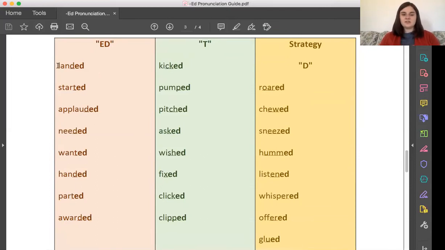On your own today, you need to say these words correctly aloud. I can give you an example. If I wanted to, I could practice saying some words to my fish friend here or my duck friend here. All right, Mr. Fish: landed, started, applauded, needed, wanted, handed, parted, awarded. I forgot I have screen share on, but it's okay. I can show you the fish and the duck at the end of the video.